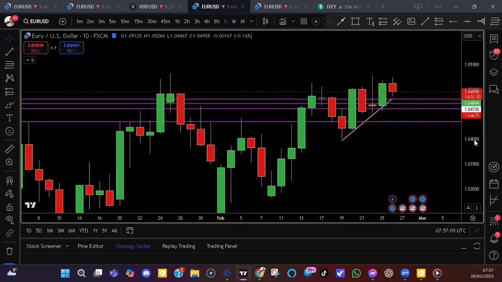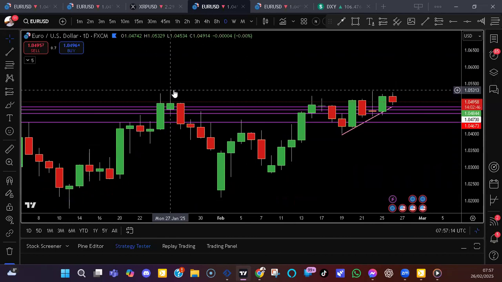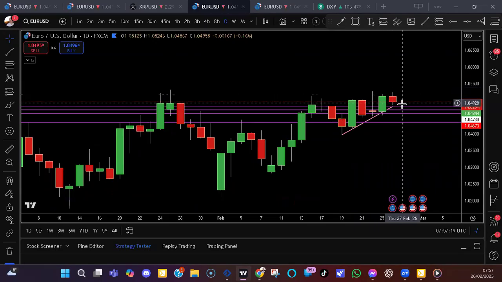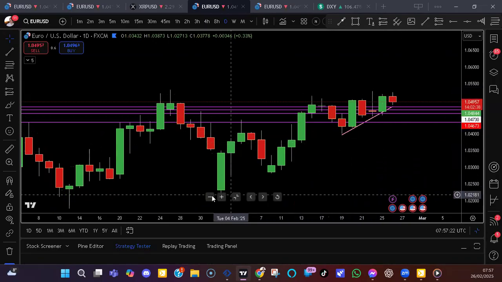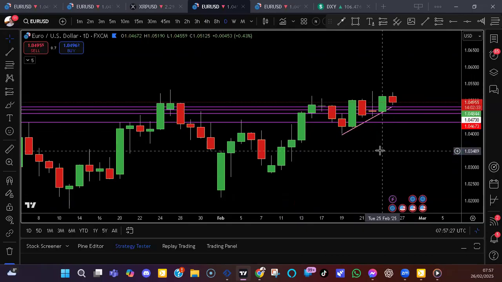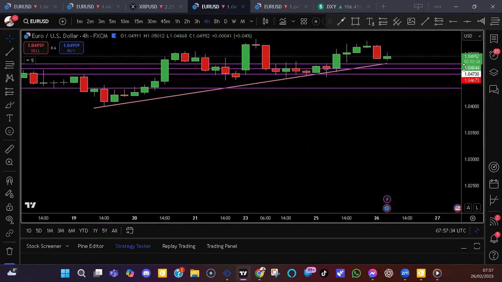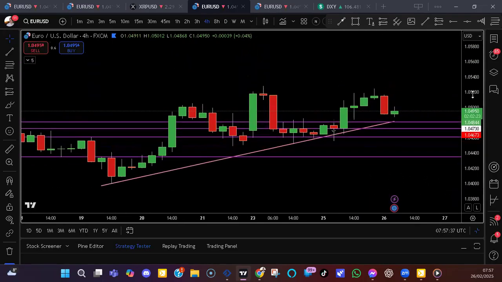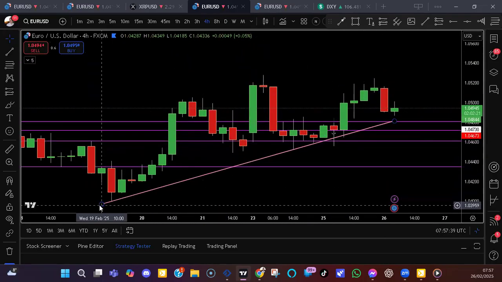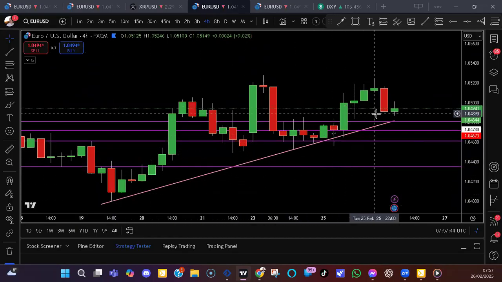The EUR USD reacted off that high there, coming back down again. Is it coming down? Like I said, is it coming down to meet that trend line yet again? So we'll go on the 4-hourly time frame, and now we can see that slanting trend line that we drew usually after 3 touches.